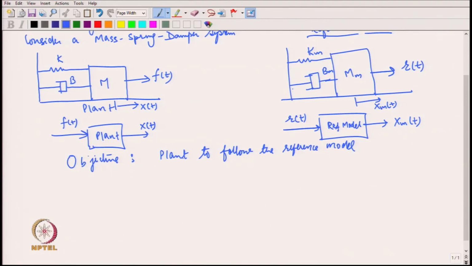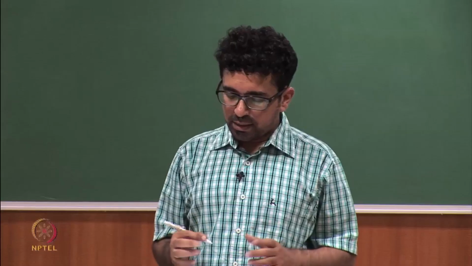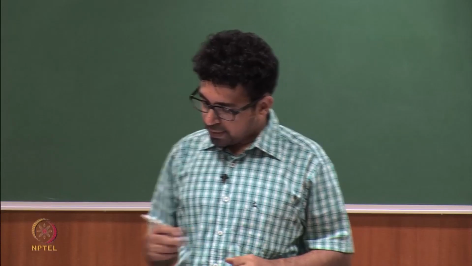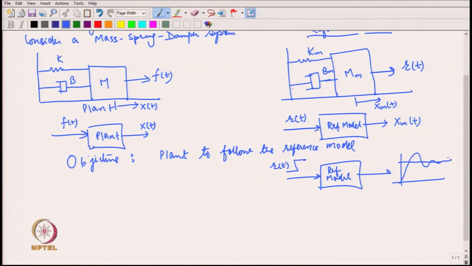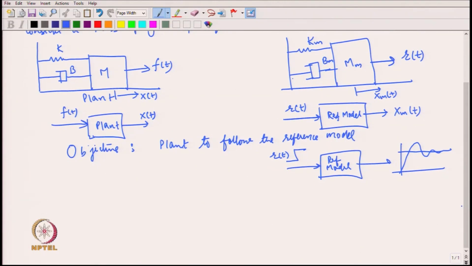We can say that the reference model in a way captures the desired transient behavior. You can consider an example that for the reference model, let us say the input is a step input and the output is some behavior which I really like, and that is why I want this plant to behave similar to the reference model. So if I use the same input, then I should be able to get a similar response, or the same response, as the reference model.